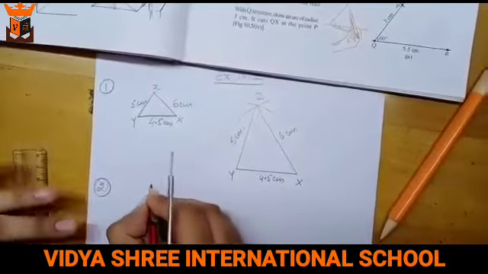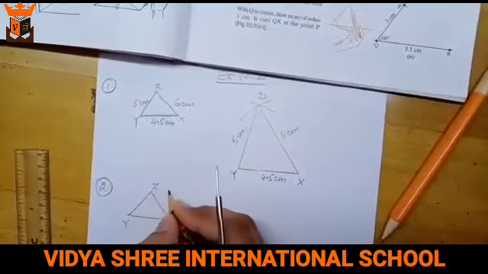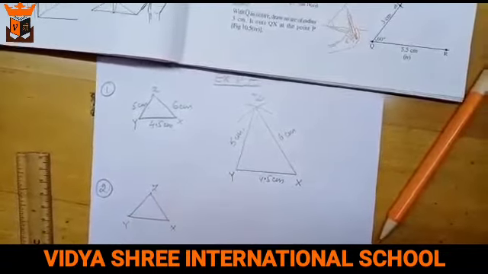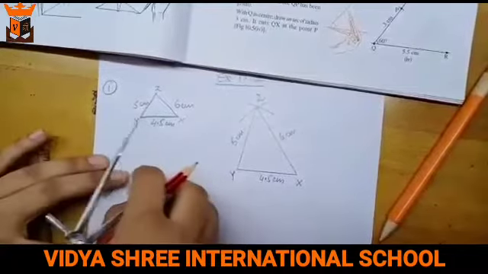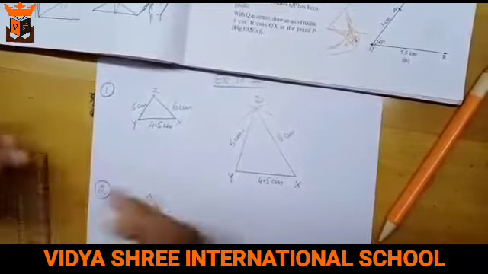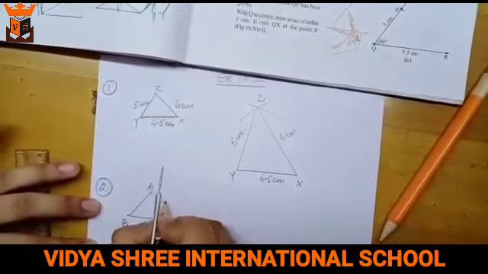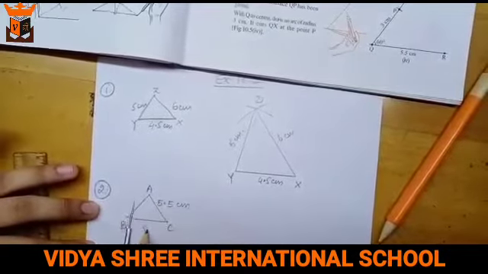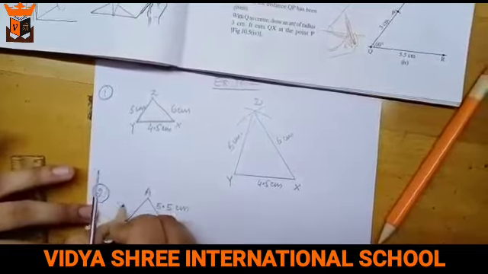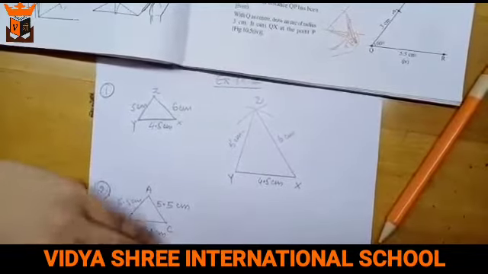Or I can take any other name, okay, take another name that will be A, B, C. Okay, and take all the sides as 5.5 centimeters, 5.5 centimeters, again 5.5 centimeters. So this is very easy to make.